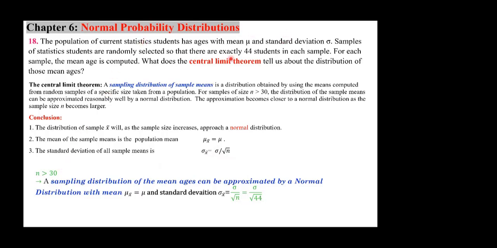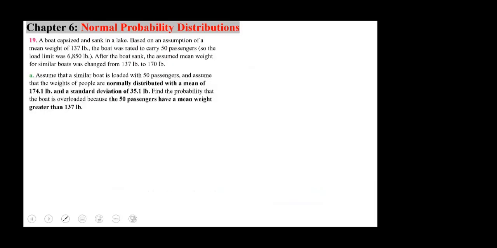So in this example, n is 44, which is larger than 30. The sampling distribution of the mean ages can be approximated by a normal distribution with a mean mu of x bar equals mu, and sigma of x bar is sigma over square root of n. Because we have n, that means sigma over square root of 44. So I wanted to explain the details, not just answer that mu of x bar equals mu and sigma of x bar is sigma over square root of 44. I wanted to go over this concept of the CLT for you.